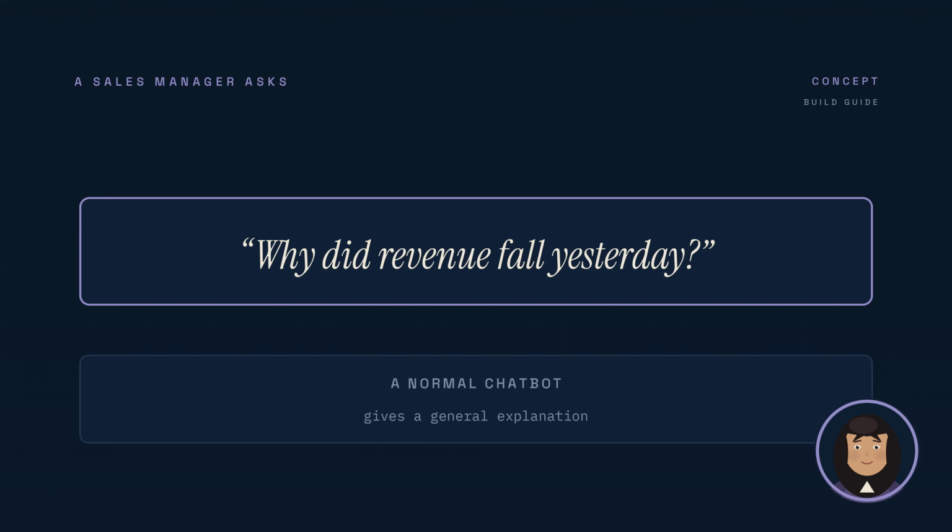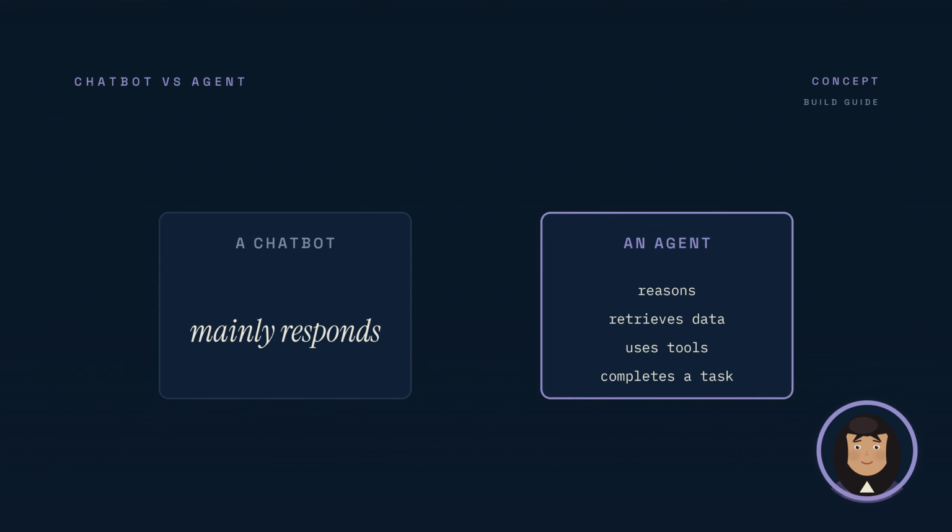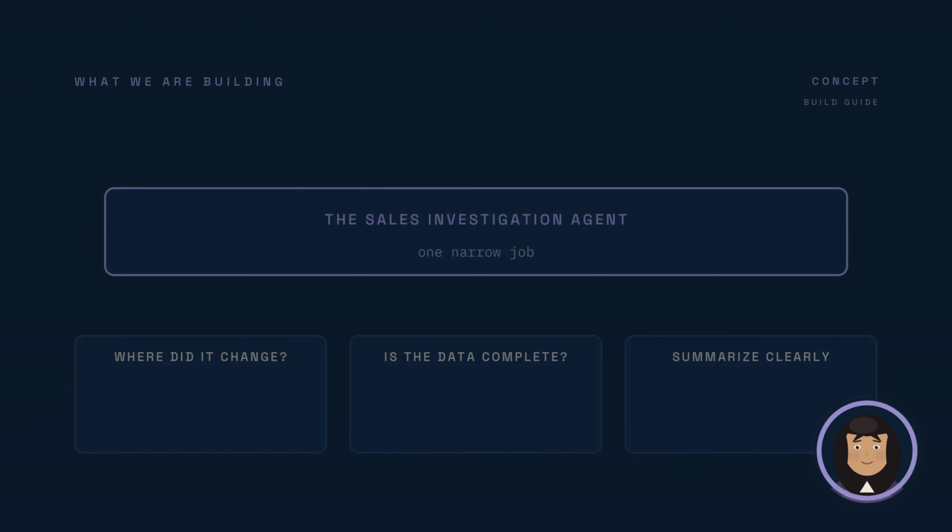Imagine a sales manager asks, "Why did revenue fall yesterday?" A normal chatbot may give a general explanation. A real data and AI agent should do more. It should read trusted sales data, check whether yesterday's pipeline completed, compare regions, inspect unusual changes, and explain the result in business language. That is the difference between a chatbot and an agent. A chatbot mainly responds. An agent can reason, retrieve data, use tools, and complete a defined task.